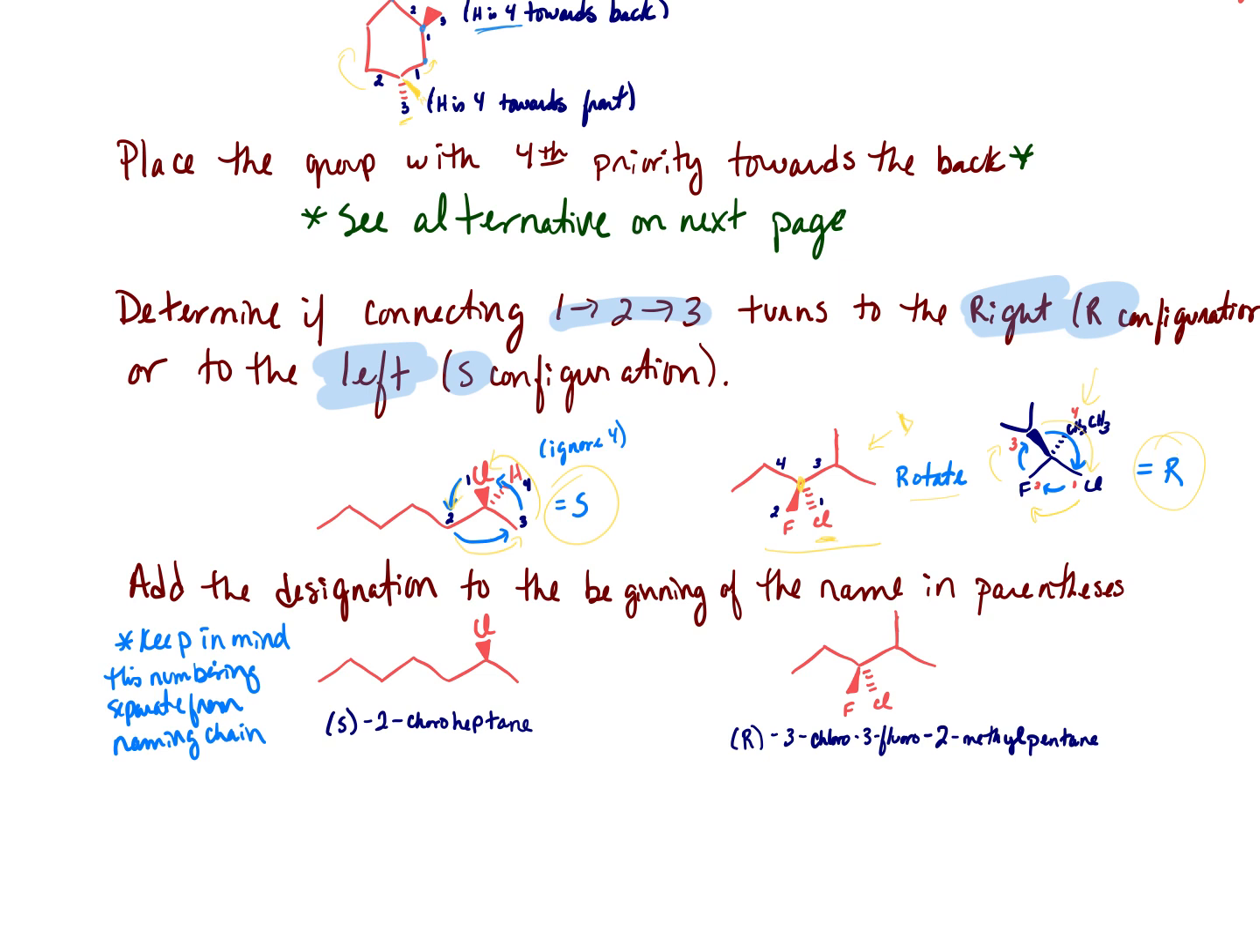Okay. So now all we do is we add the designation to the beginning of the name in parentheses. And if you need to put the numbers with these because you've got more than one, we'll get to that as well. So this becomes S-2-chloroheptane. And this would become R-3-chloro-3-fluoro-2-methylpentane. Okay, so that's just the new part right there. And I think I forgot an L in there somewhere.